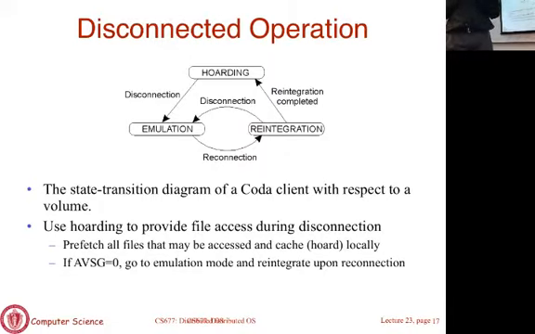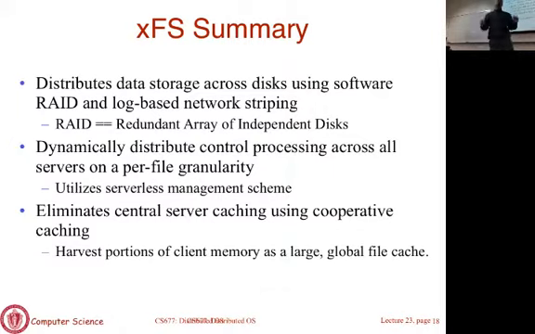So the last file system I'm going to talk about is called XFS. There are three interesting points here. The first one is XFS is what is called a serverless file system. So it's almost a P2P-like file system, not quite a peer-to-peer file system. It's almost a P2P type file system where there's a pool of machines and any machine can become a server for any file. In most distributed file systems, there's a designated server or a designated set of servers.